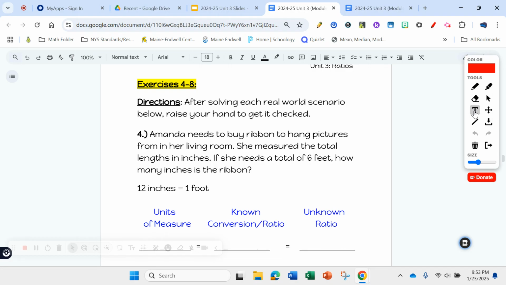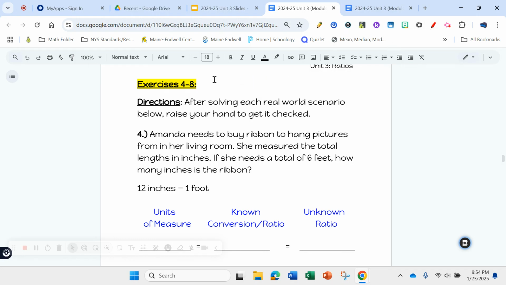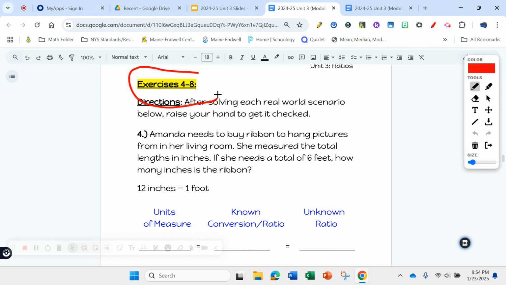So please go to page 77, and you're going to pause the video in a minute. You are working on page 77, which is right here, exercise 4. I want you to take however long it takes you, pause my video. You are solving exercises 4 through 8.